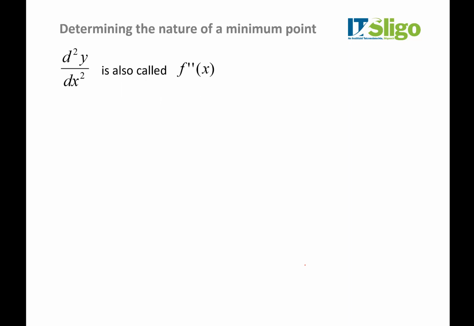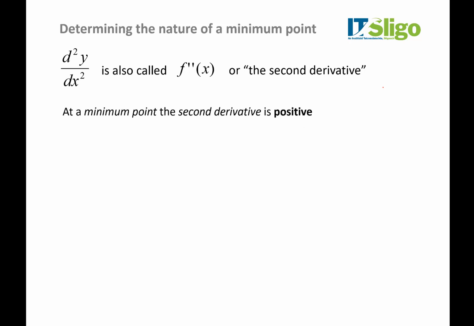So d2y dx squared is also called f double dash x. And as I've been saying, it's the second derivative. So all these things mean the exact same. It just means you differentiate twice. At a minimum point, the second derivative, the rate of change of tangent slopes, is going from negative to positive, so it's increasing. The rate of change is positive.